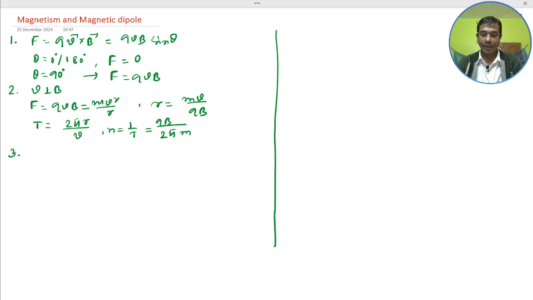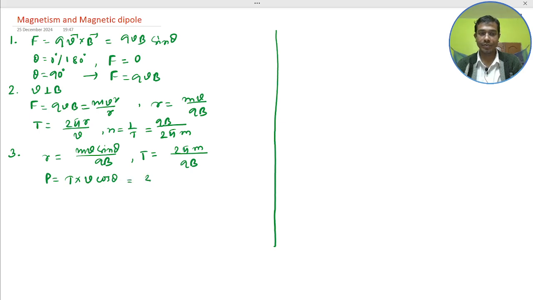Next, when a charged particle enters making angle theta with the magnetic field B, the resulting path would be a helix, and the radius of the circular path is defined as r equal to mv sin theta divided by qB, and the time period T would be 2 pi m by qB, and the pitch p is T into the component of v along the axis, v cos theta, that would become 2 pi m v cos theta divided by qB.